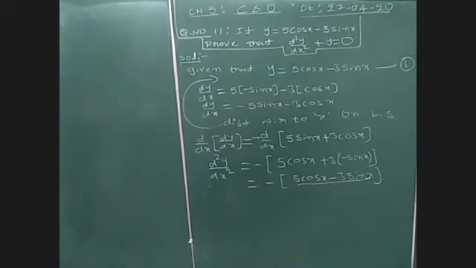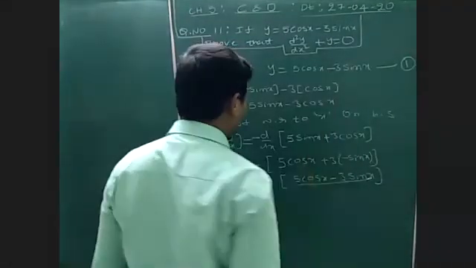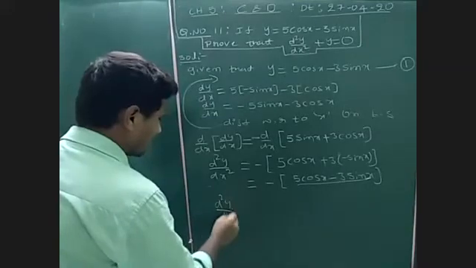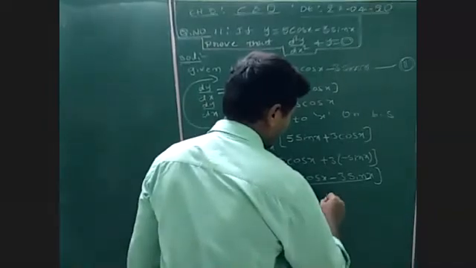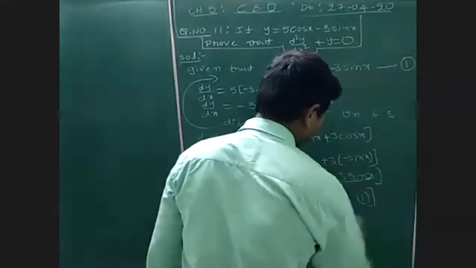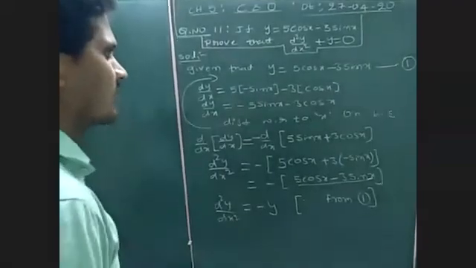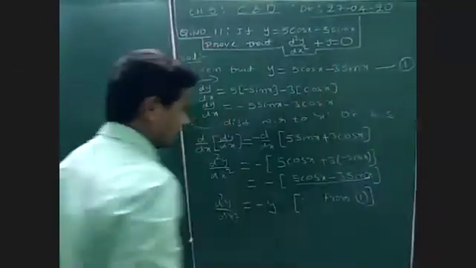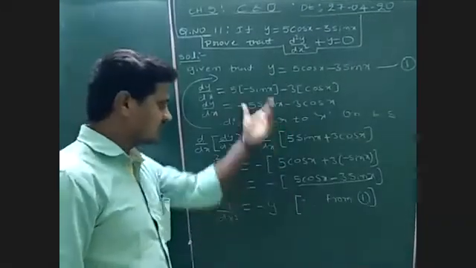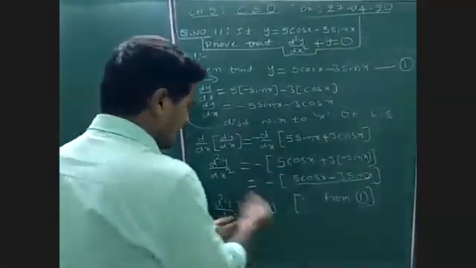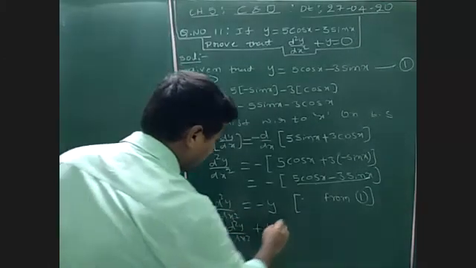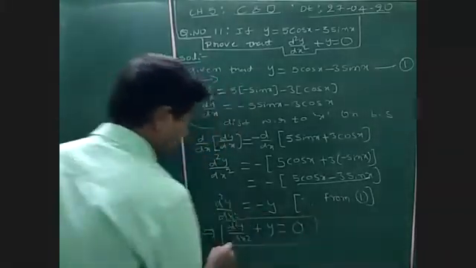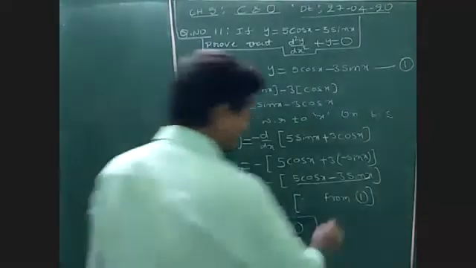y. This is the value of y. Left side is d square y by dx square is equal to minus y, since from equation 1 this is the value of y. Very simple: take y, differentiate y, and directly we get the y value on the right side. Take this minus y to the left side, which implies d square y by dx square plus y is equal to 0. Therefore d square y by dx square plus y equals 0, hence true.